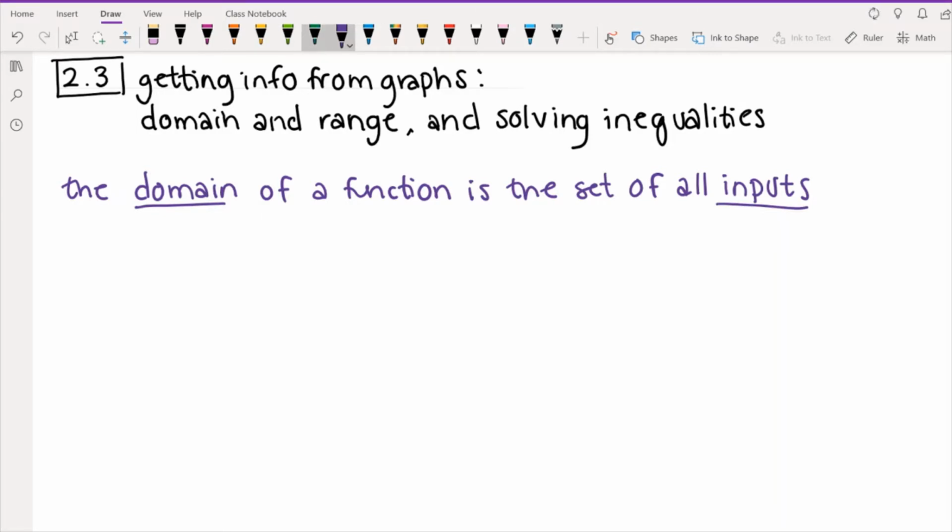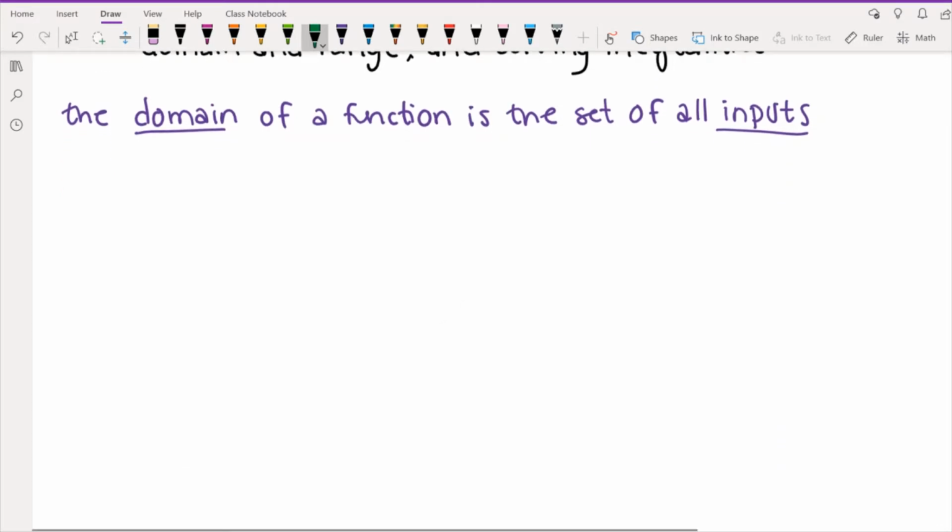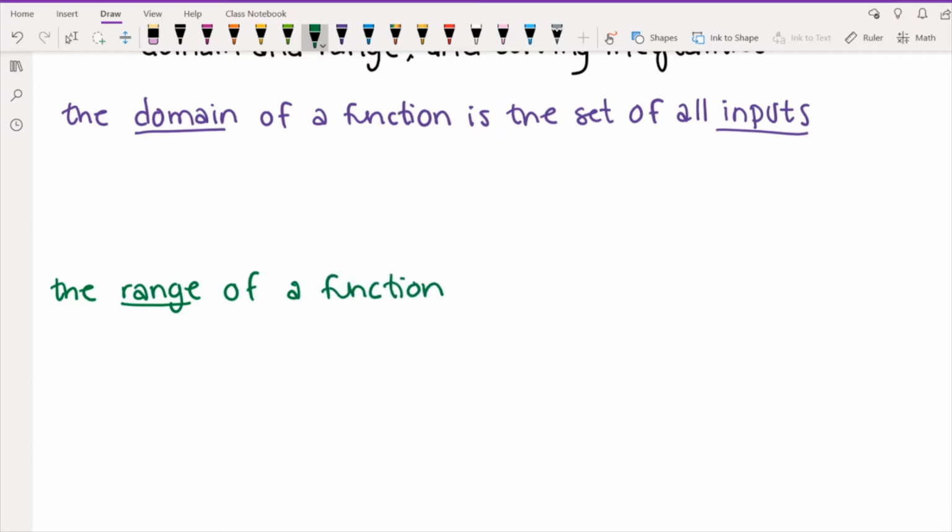And then for range, so range we haven't focused on so much. In previous videos, we found the domain of functions by looking at their equation and using algebraic methods. We didn't do that with range, but I did define for you what the range is. So I'll just remind you, the range of a function: if the domain is the set of all inputs, well, then the range is the set of all outputs.